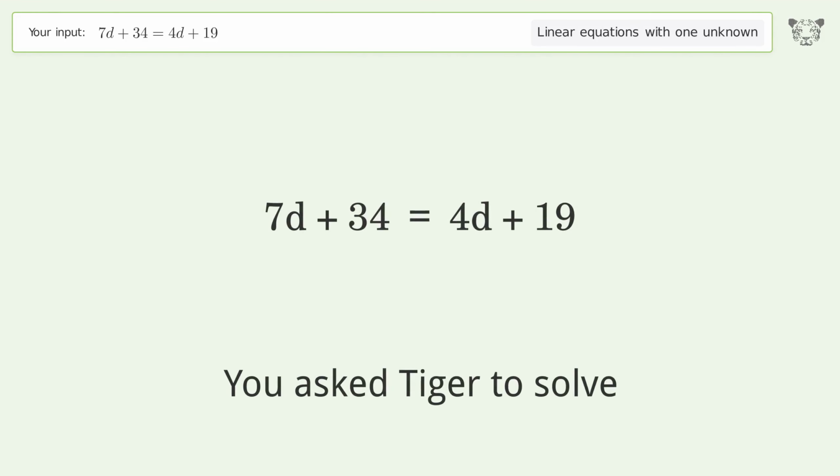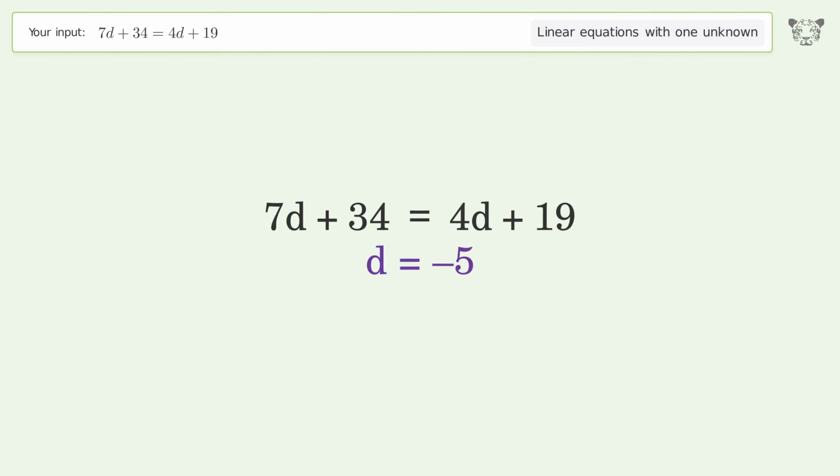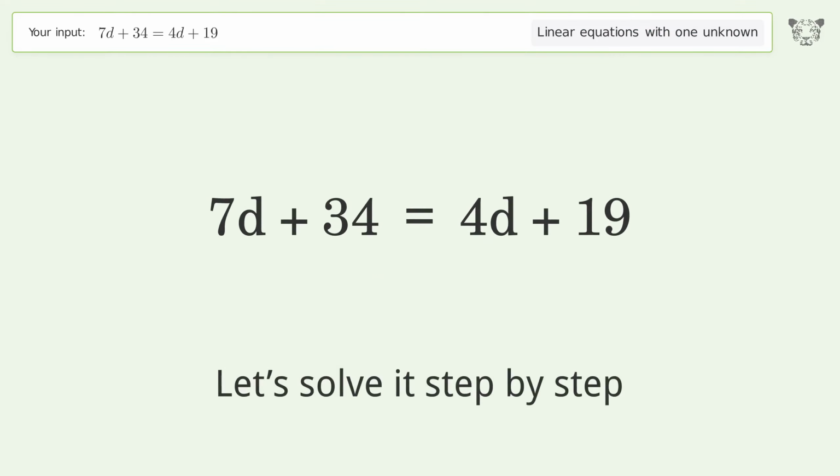You ask Tiger to solve. This deals with linear equations with one unknown. The final result is d equals -5. Let's solve it step by step.